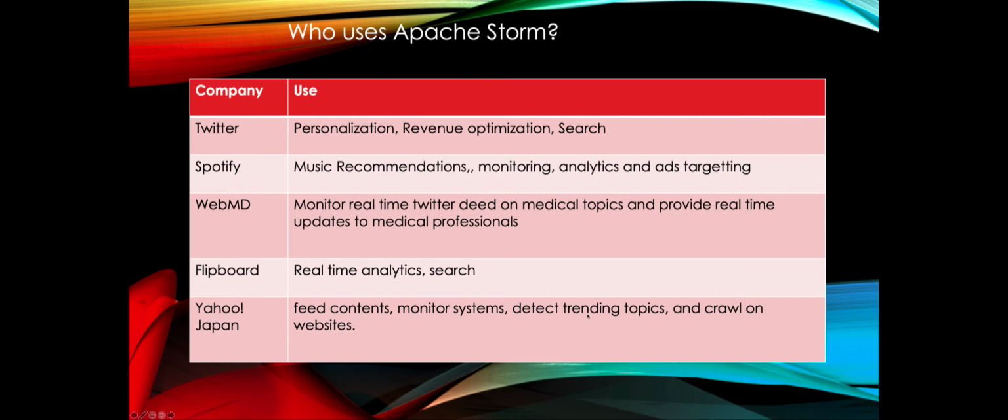Twitter, as you know, is a microblogging social network. Spotify, which is a music streaming service, uses Storm to generate music recommendations, monitoring and generating analytics in real time, and also targeting specific ads.